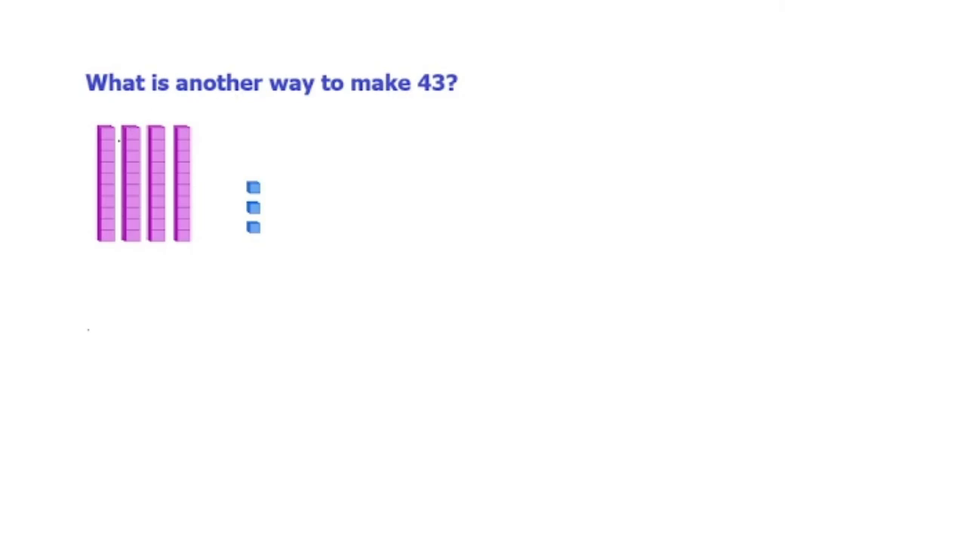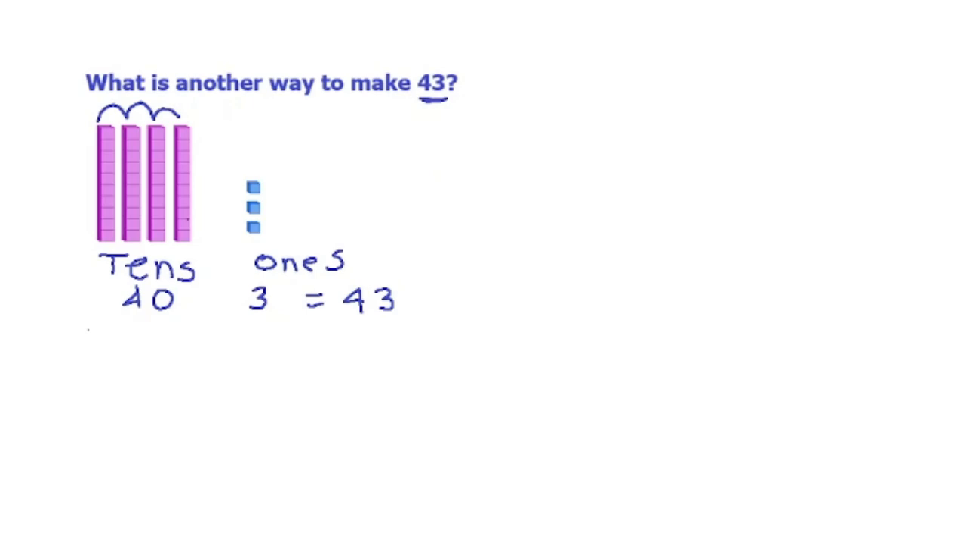We could see that for the place values, this is the tens because we have blocks of tens here, and this is the ones. If you skip count, 10, 20, 30, 40. We have 40 of the tens and 3 of the ones, and we know that equals 43, which is what we have here. But the question is asking, what's another way to make 43?